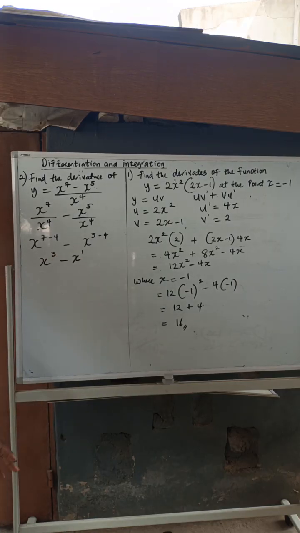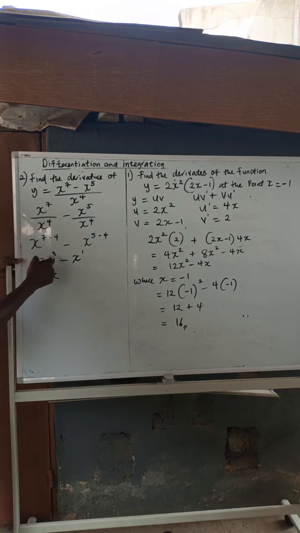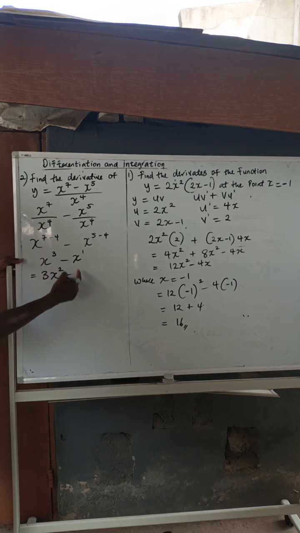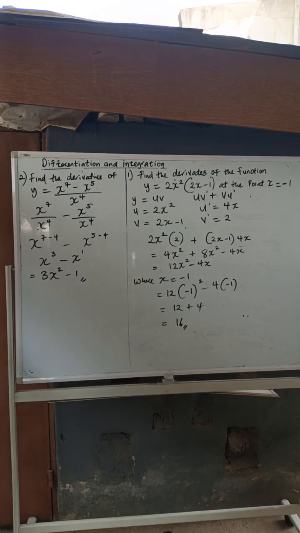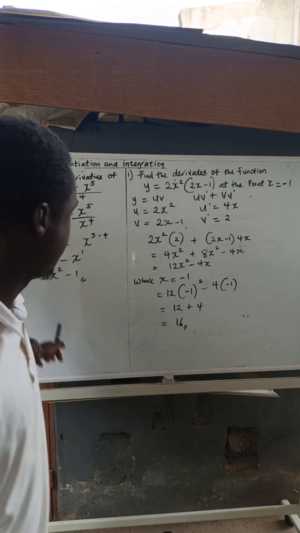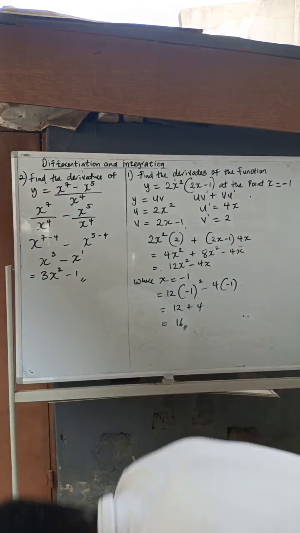So I'm going to differentiate this, very easy. This gives me 3x raised to power 3 minus 1, that is 2, minus 1. And this is our final answer, finding the derivative of the function. How easy was that? We didn't even use 2 minutes on that question.